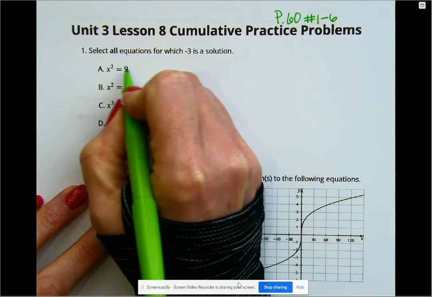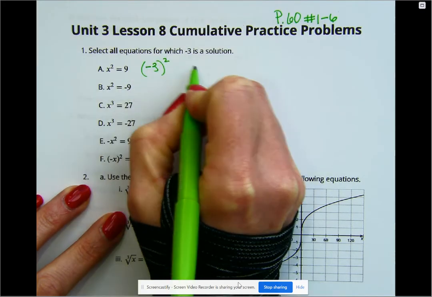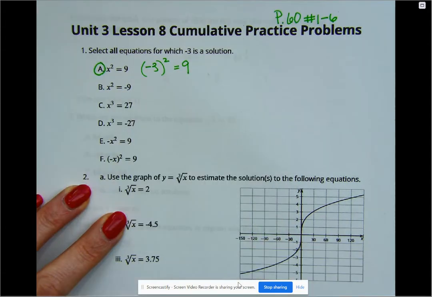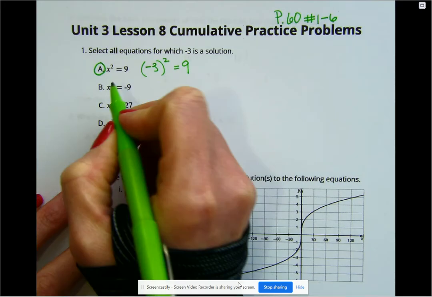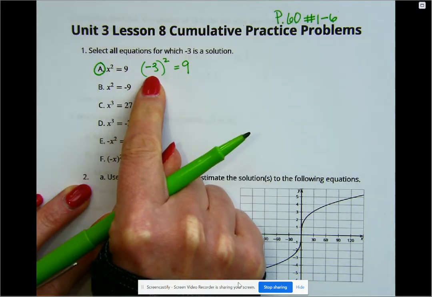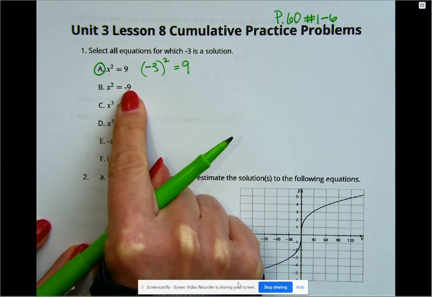So for the first one, -3 squared, that equals 9. So -3 is a solution for A. On B, I already tried -3 squared. It equals +9, not -9, so it's not a solution for B.